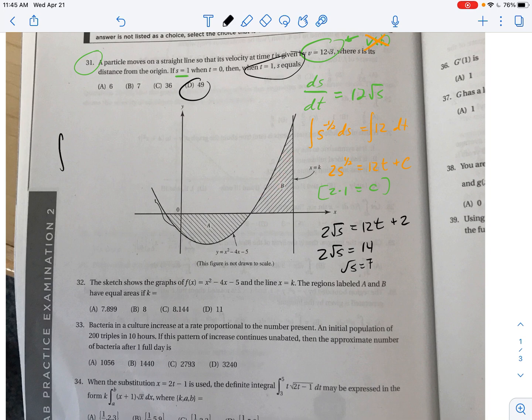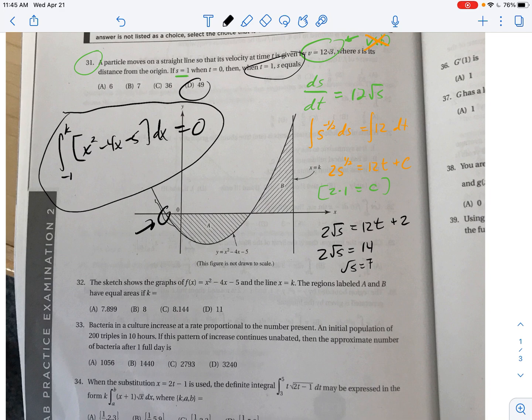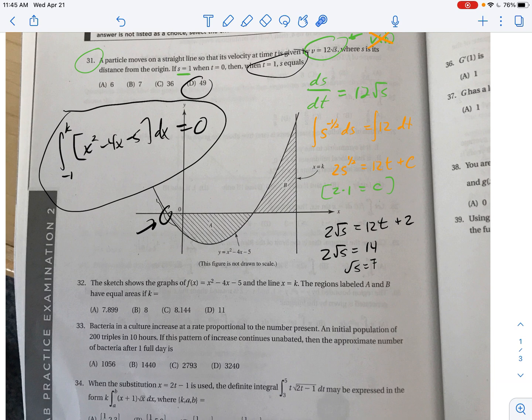So what we actually want is that the definite integral from this x-intercept, and you can quickly figure out that that's negative 1, to k of x squared minus 4x minus 5, we want that to be equal to 0. And we want to solve this for k. So in theory, you could do fundamental theorem of calculus. What you can actually do is you can use numerical solve here. Your calculator can handle this.